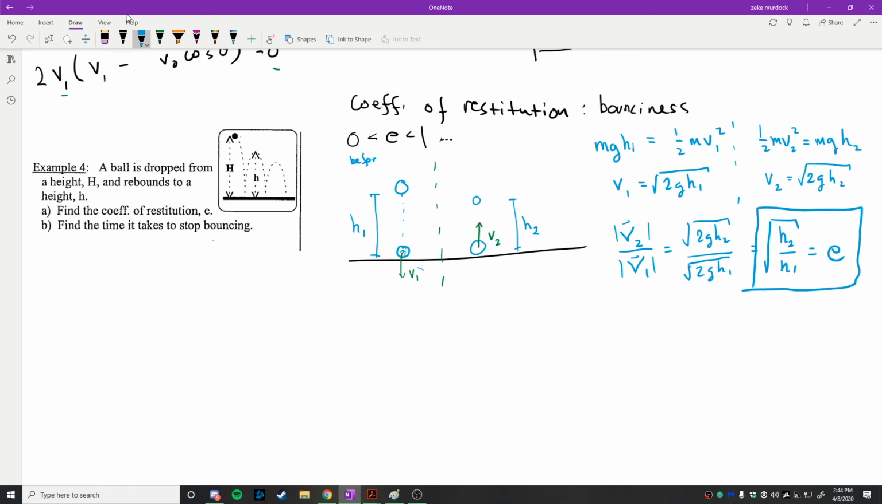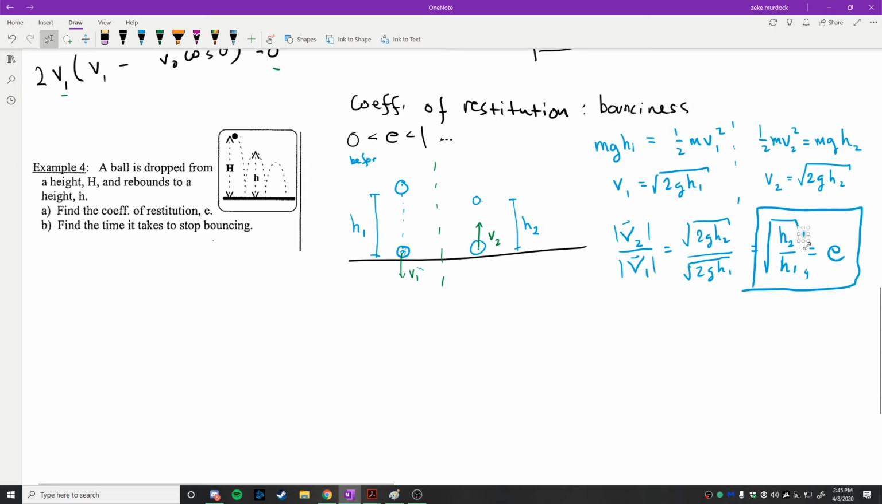You drop something from one height, it bounces, and then it bounces up to a different height, and that's the square root. If they were equal to each other, the coefficient of restitution would be 1. If this height was 1/4 of this height down here, if you called this 4 and you called this one 1, then the coefficient of restitution would be a half. So that's what it is.